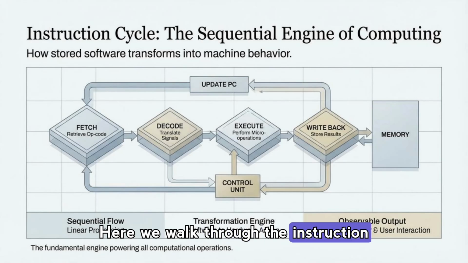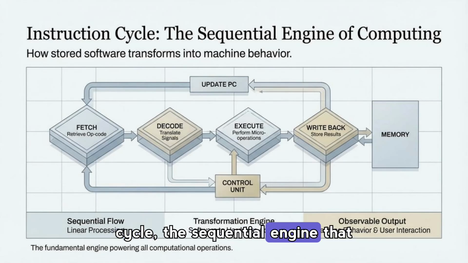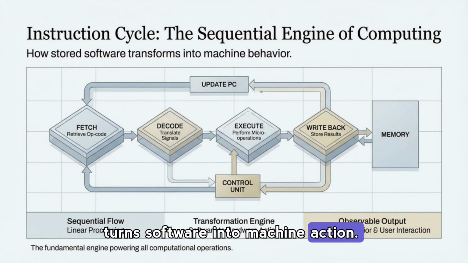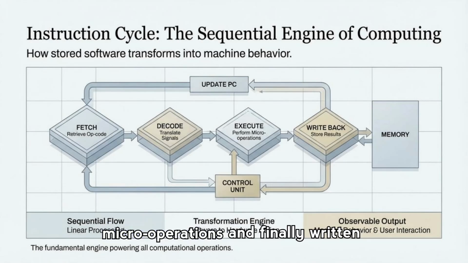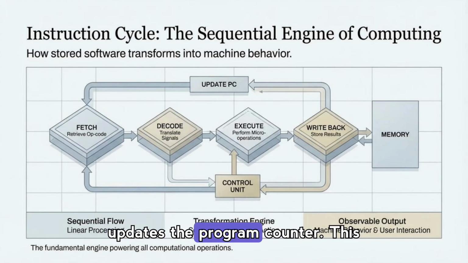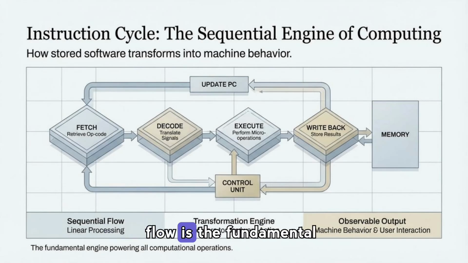Here we walk through the instruction cycle, the sequential engine that turns software into machine action. Instructions are fetched, decoded into control signals, executed as micro-operations, and finally written back to memory, while a control unit updates the program counter. This flow is the fundamental transformation engine that drives observable program behavior and user interaction.